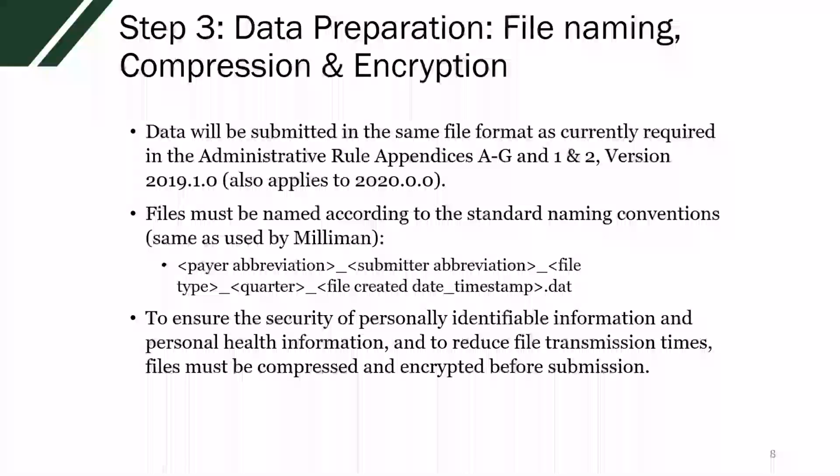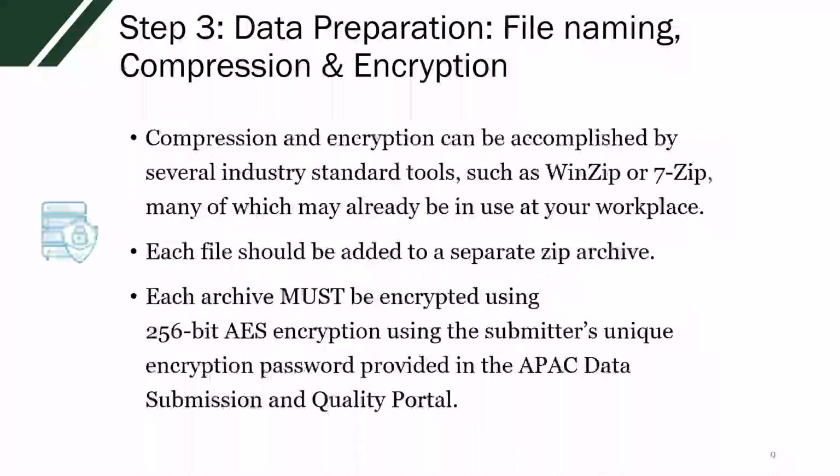And to ensure the security of information and to reduce transmission times, files must be compressed and encrypted before they are submitted. So compression and encryption can be accomplished by several industry standard tools, WinZip or 7-zip, which you may already have in your workplace. Each file should be added to a separate zip archive, and they must be encrypted using 256-bit AES encryption. We know that some submitters may have other requirements within their system, and we're happy to work with you to determine what is needed based on your requirements.